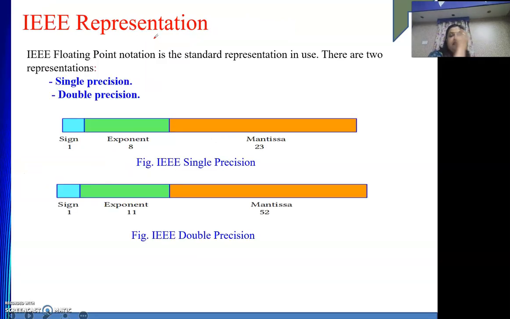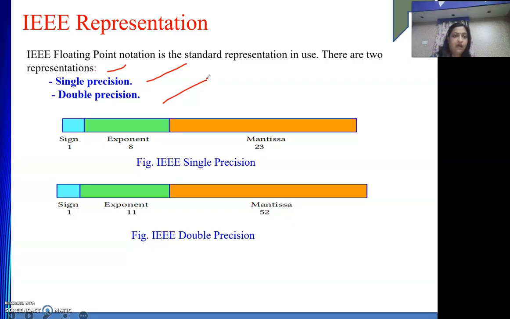So see here, in IEEE floating point notation, the standard representation is used. There are two representations: one is single precision, one is double precision. Double precision means after the decimal point, we can represent many more digits. And in single precision, a lesser number of digits we can represent. So in single precision IEEE format, a number is represented using three components: sign, exponent, and mantissa.